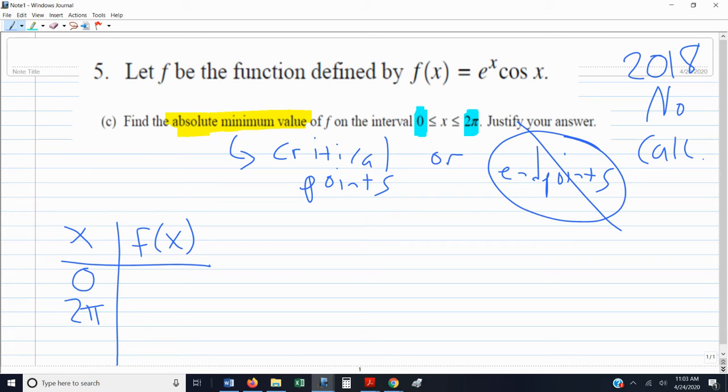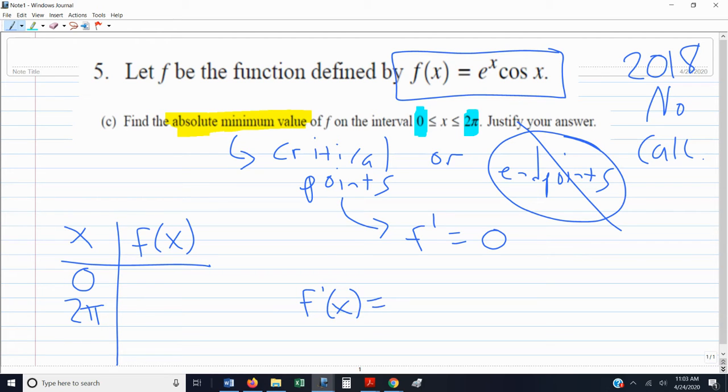And then we have to look for our critical points. So think about the definition of a critical point. That is where the derivative is equal to 0. So we had previously taken the derivative in, I think it was part B, and that was with the product rule. So I will not go through those steps again, just for the sake of time. Our derivative was e to the x cosine of x minus e to the x sine of x. So we're looking for our critical point where the derivative is 0, and we have the derivative written there.